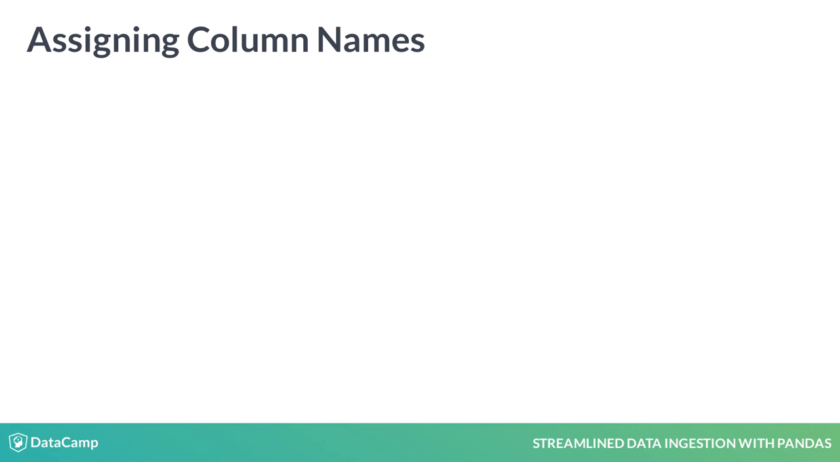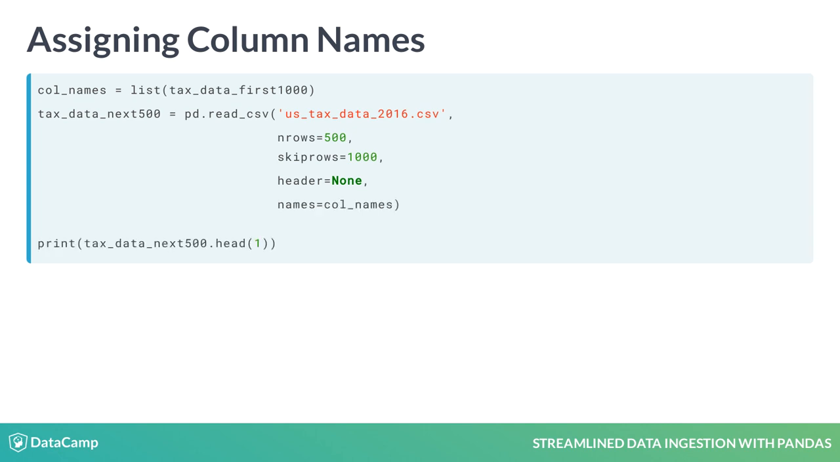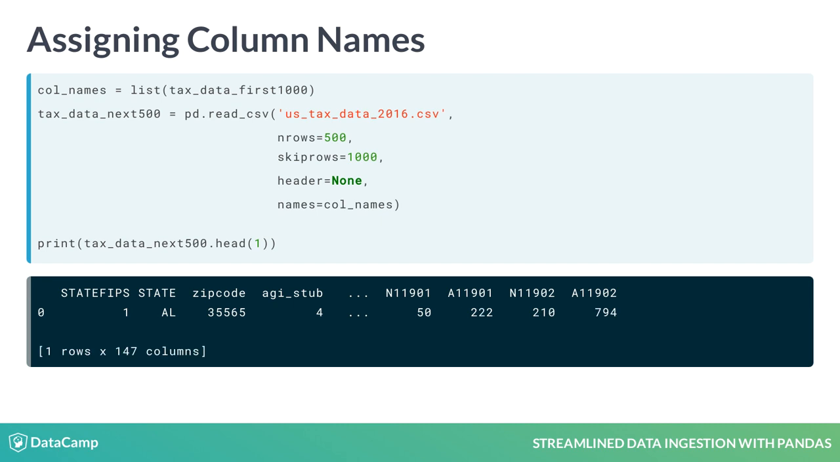We want to copy a long list of column names from an existing data frame, so we'll pass the first tax subset to the list function to get the column labels. Then we read the CSV, using nrows and skiprows to get the next 500 records, setting header to None, and passing the list of column names to names. Now our data frame has column names.